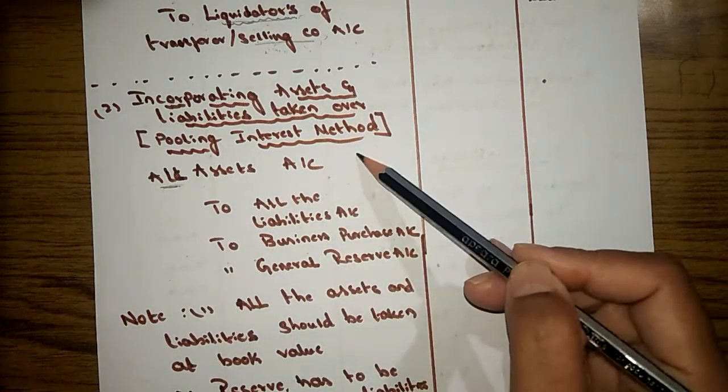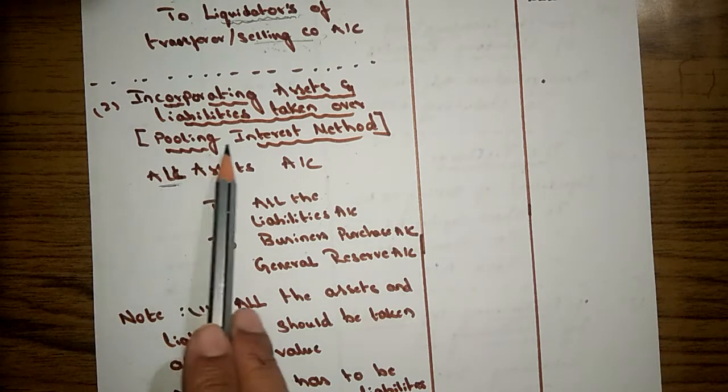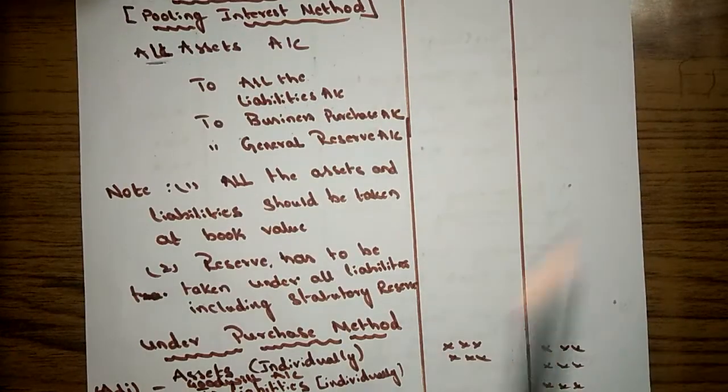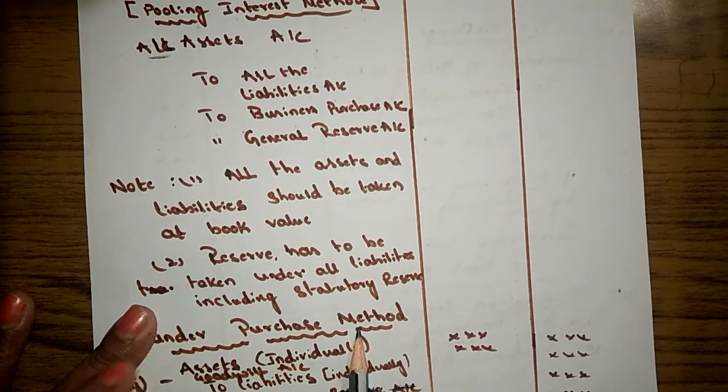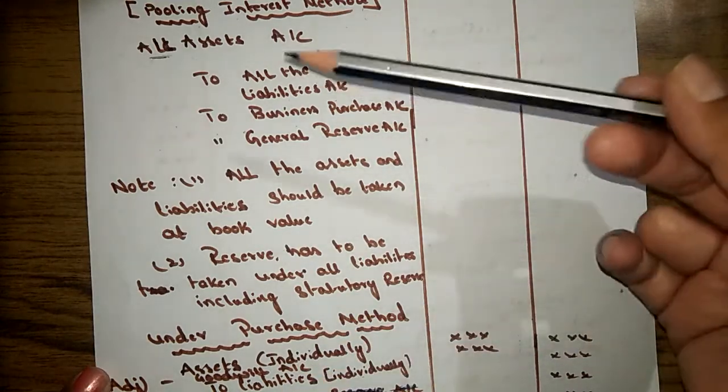In the last session we studied accounting standard 14. What accounting standard says is there are two types of amalgamation. One is amalgamation in the nature of merger. The other one is amalgamation in the nature of purchase. Under amalgamation in the nature of merger we follow the pooling interest method, and under amalgamation in the nature of purchase we follow the purchase method. The basic difference between these two methods is the second entry.